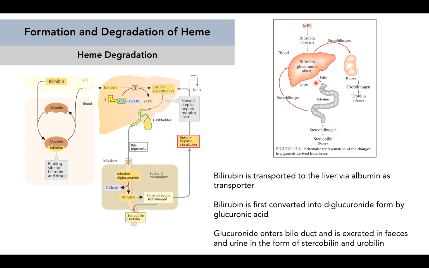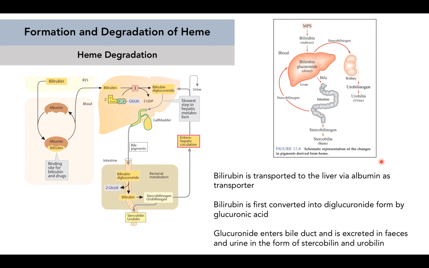where it is first converted into bilirubin glucuronide, and then once it's in the form of bilirubin diglucuronide, it can then enter the bile duct, and once it enters the bile duct, it is excreted as feces in the form of stercobilin. So it can be excreted through our intestinal or digestive system in the form of stercobilin, and this is what gives fecal matter its color. Meanwhile, it can also go into the circulation and then enter the kidneys and get excreted as urobilin, which also gives urine its distinct yellowish color.